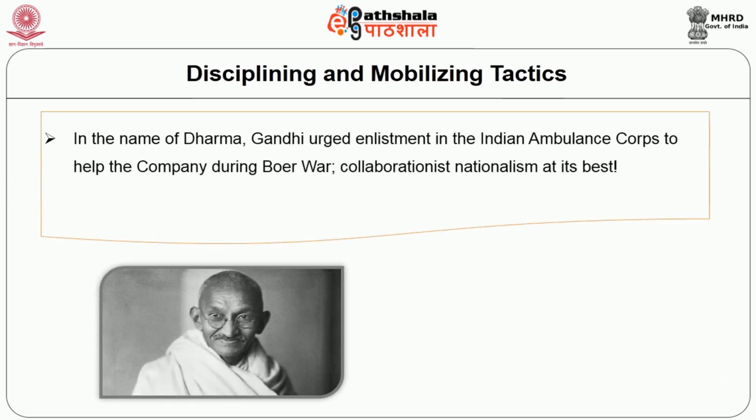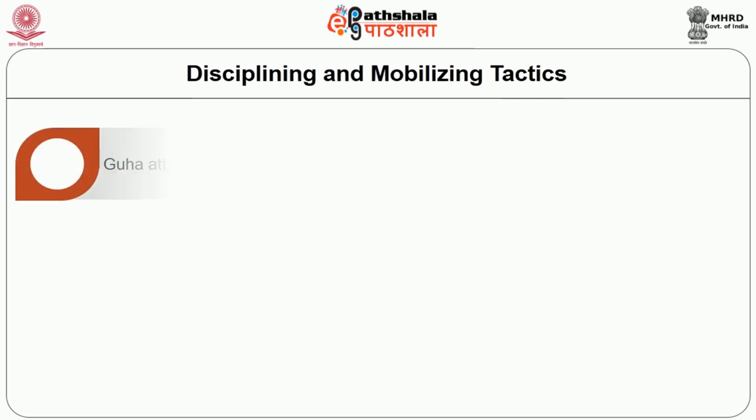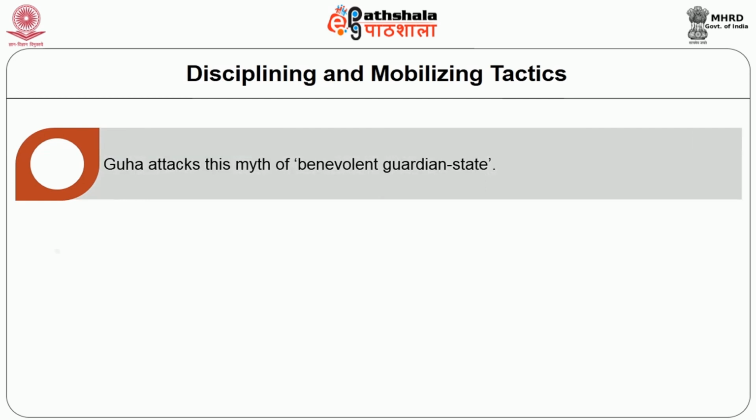For instance, in the name of dharma, Gandhi used enlistment in the Indian Ambulance Corps to help the company during the Boer War. Collaborationist nationalism at its best. Even the Bhakti tradition's principal modalities, the rasas, encouraged servitude. However, Guha attacks this myth of the benevolent guardian state.